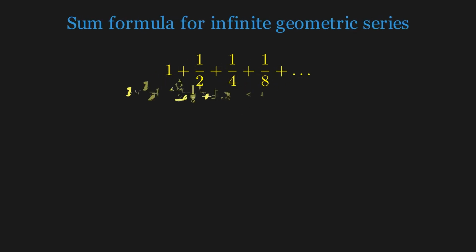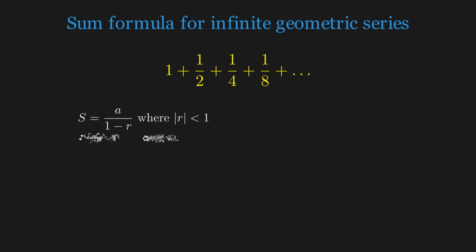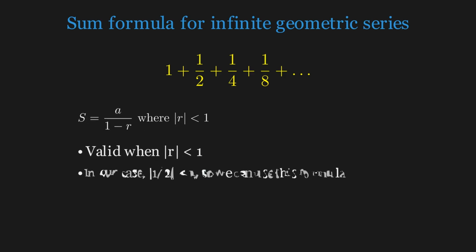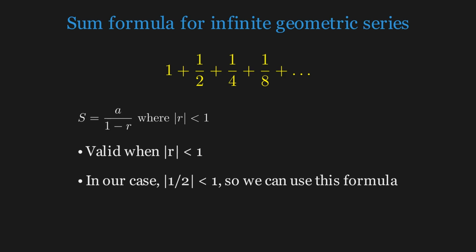Next, we'll use a special formula for summing infinite geometric series. The formula is S equals a divided by 1 minus r. This formula works when the absolute value of r is less than 1, which is true in our case since the absolute value of 1/2 is indeed less than 1.